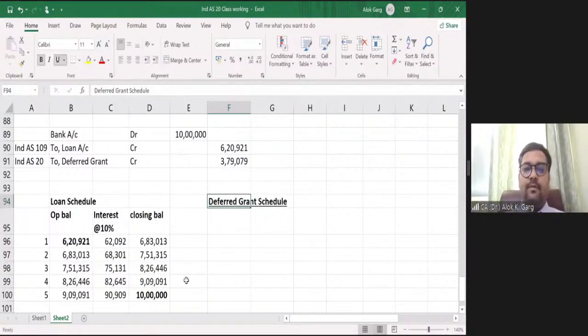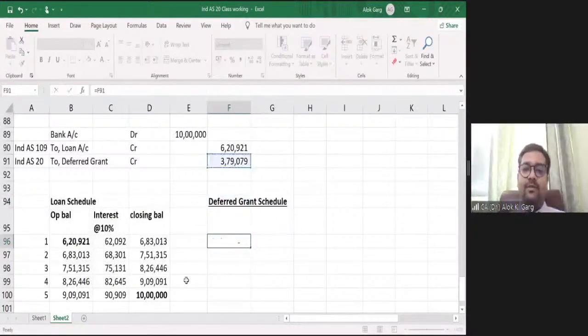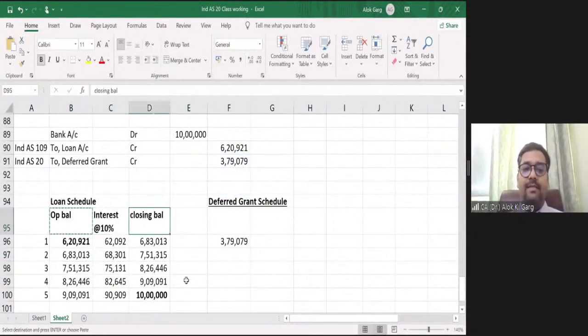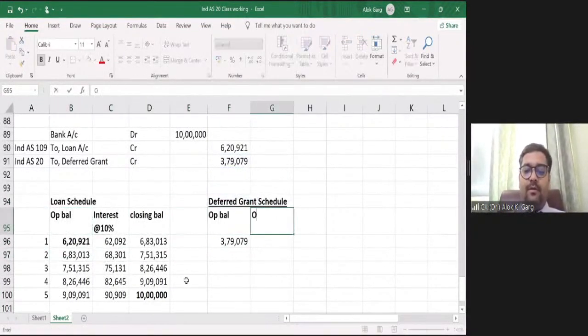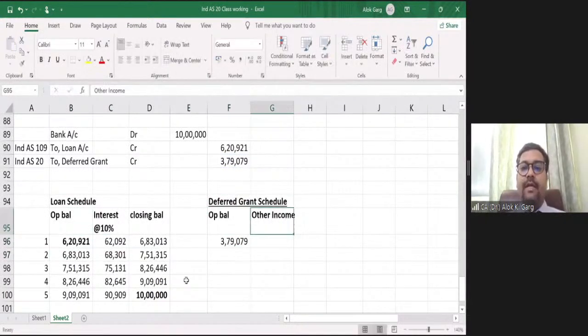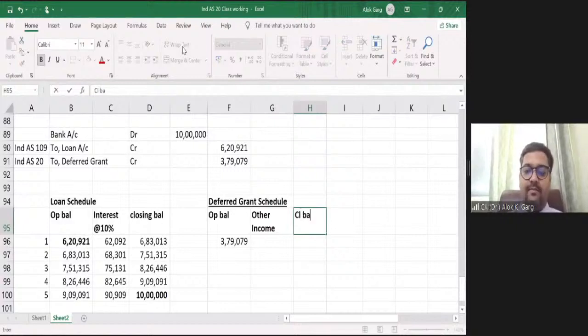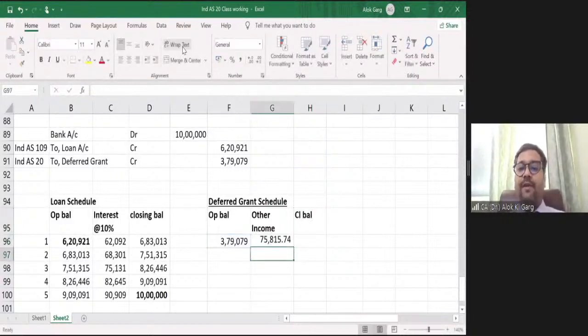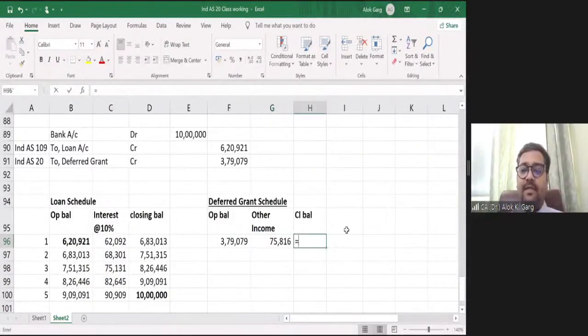Okay. So in case of a deferred grant, the opening balance is 379,079. Other income: it has to be charged to other income on a systematic basis, over a period of 5 years, on a similar, consistent basis. The closing balance is 379 minus 75.